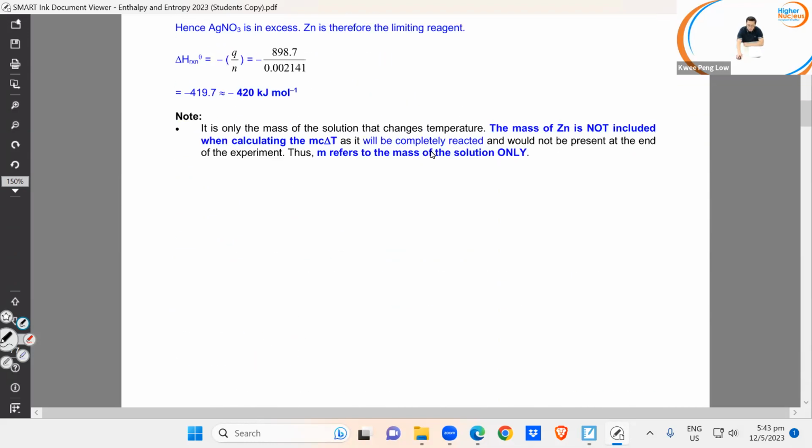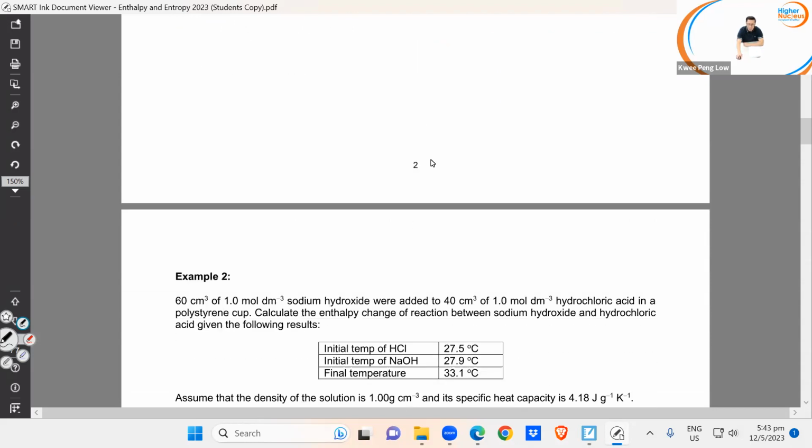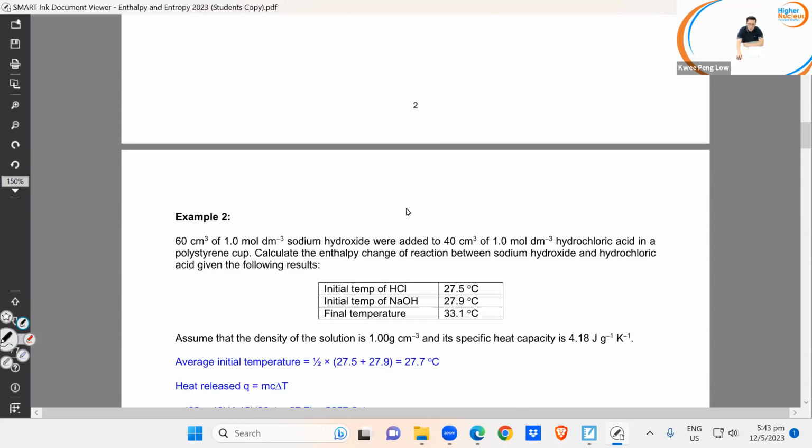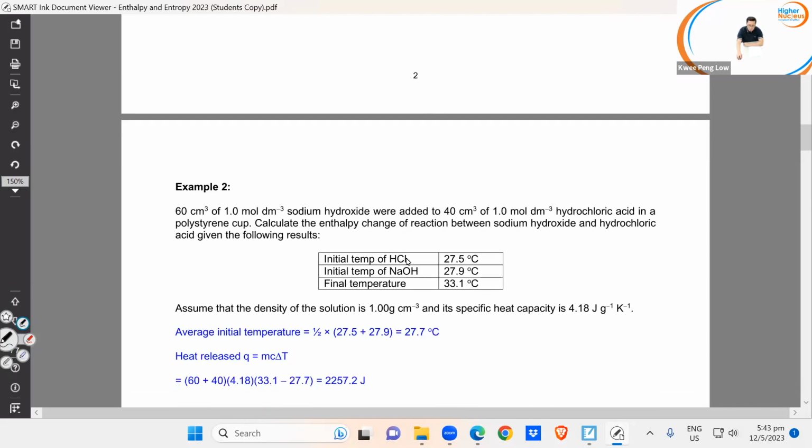Okay, that was example number 1. Now let's do the second example. I have 60 cm cube of 1 mole sodium hydroxide added to 40 cm cube of 1 mole HCl. They ask me to calculate the delta H of this reaction. This is a neutralization reaction, so we're going to focus on water. Now, HCl and sodium hydroxide have different initial temperatures. For simplicity, we are just going to take the average of these two. So this will be 27.7. This is my average initial temperature.